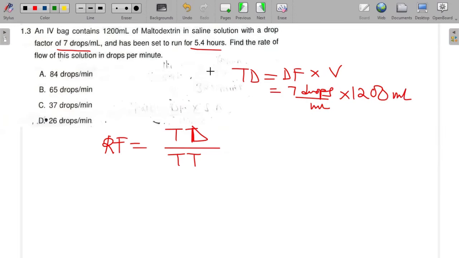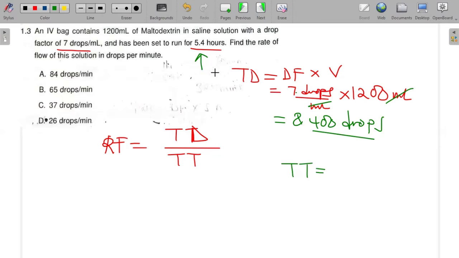So you see here that even the units for the volume are going to cancel. So I have 7 drops multiplied by 1,200. So 7 multiplied by 1,200 gives me the total drops to be 8,400 drops. Okay, so that's what I'll put on top. And then I have to find the total time in minutes. So this one here has been given in hours, 5.4 hours.